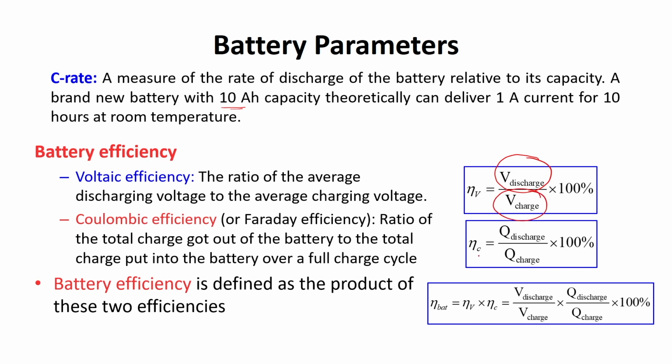Okay. For coulombic efficiency, how do we define it? It is the ratio of total charge taken out of the battery to the total charge put into the battery over a full charge cycle. And as I said before, battery efficiency is a combination of voltaic and coulombic efficiency. Mathematically, it can be represented by V discharge over V charge multiplied by Q discharge over Q charge, times 100%. Right.